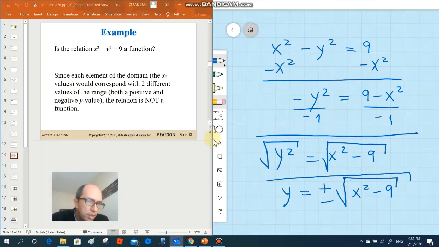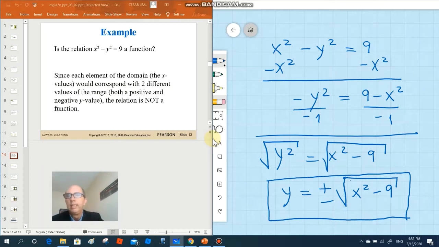And we are going to see this later. But in this situation here, for each x, you're going to have two different y's. One is a positive result of this, and the other one is a negative result of this. Okay? Since each element of the domain would correspond with two different values of the range, the relation is not a function.